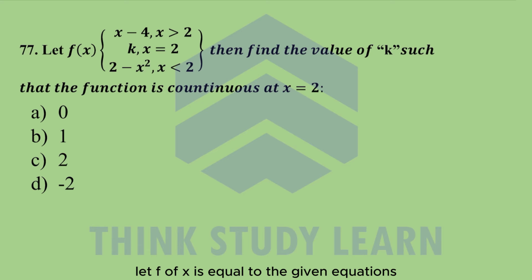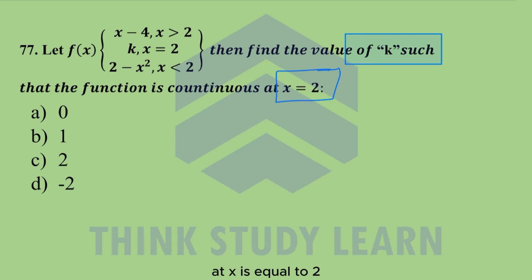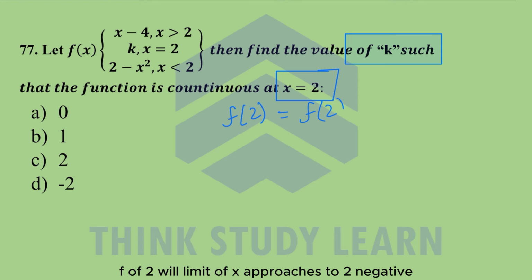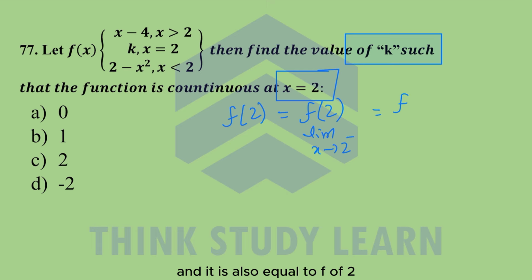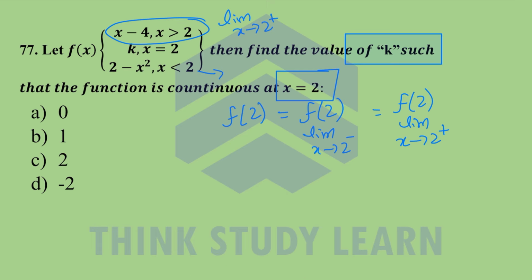Let f of x is equal to the given equations, then we have to find the value of k such that the function is continuous at x is equal to 2. Since function is continuous at x is equal to 2, then f of 2 will be equal to f of x when limit of x approaches to 2 negative, and it is also equal to f of x when limit of x approaches to 2 positive. This is the equation when limit of x approaches to 2 positive, and this is for negative. We will take any one equation.